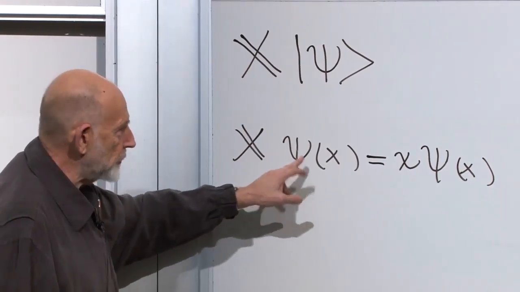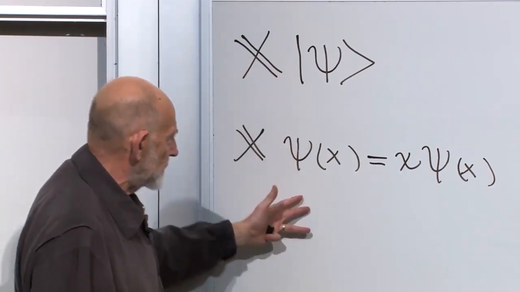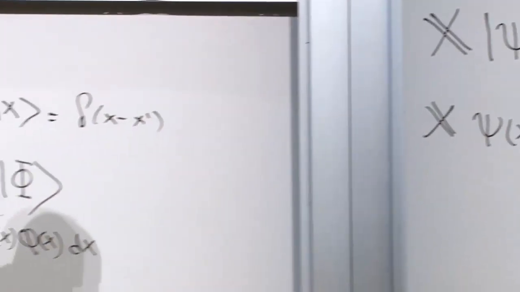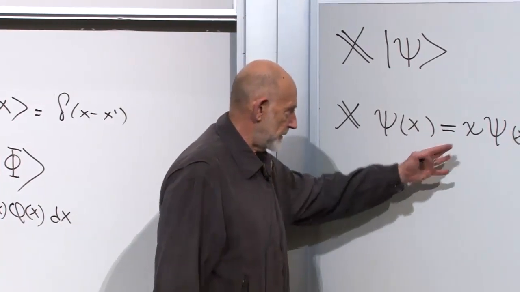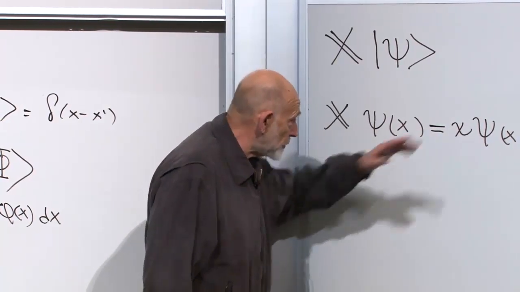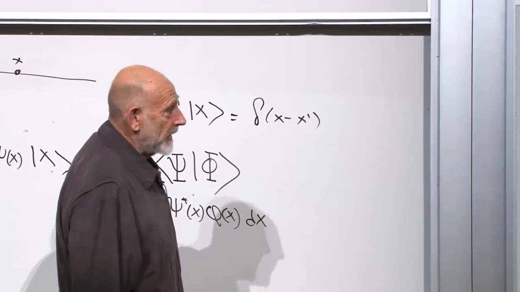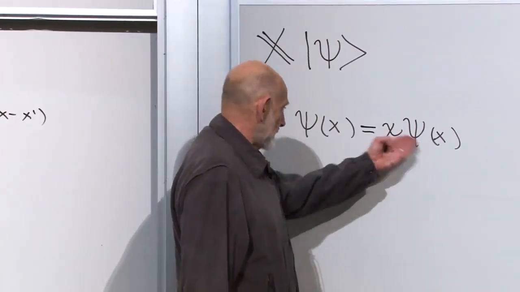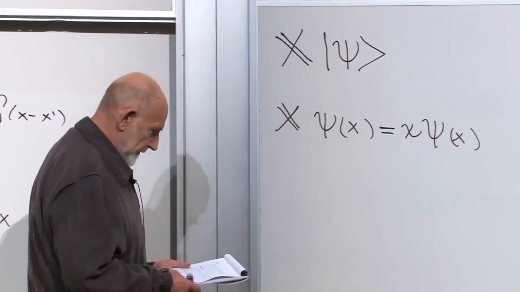If functions are representations which represent those vectors, then whatever linear operators are, they should be such that they do something to the wave function. And this is what x does to the wave function. It simply multiplies it by x. It gives you a new function, not the same function, a different function. But that's the nature of it.